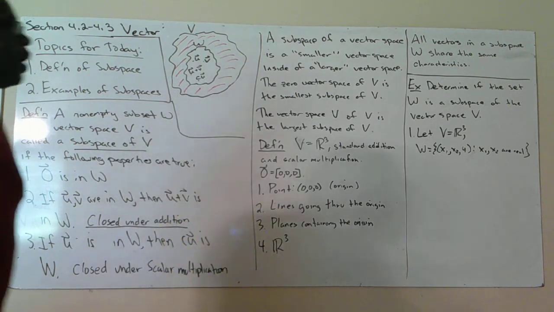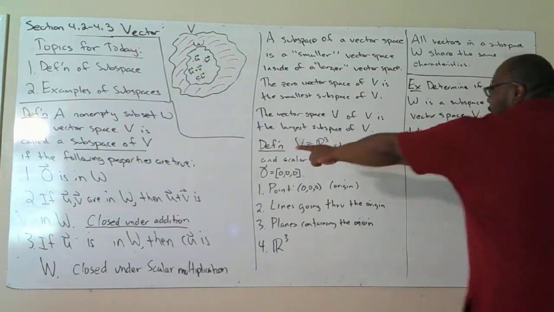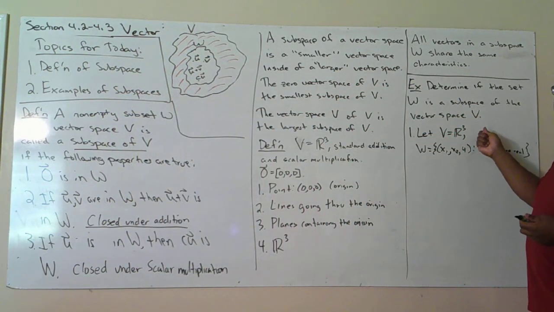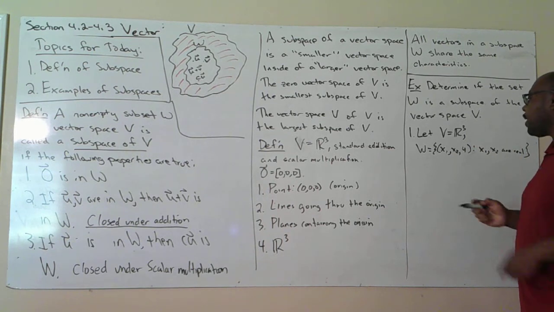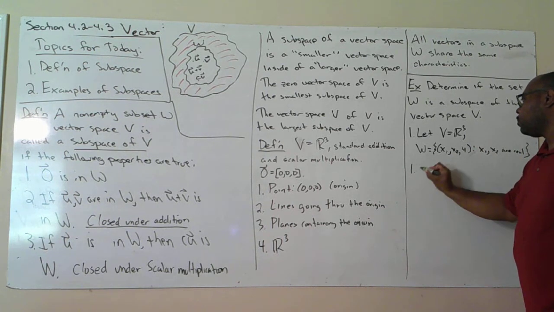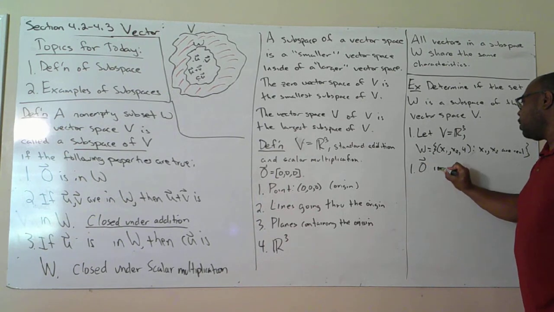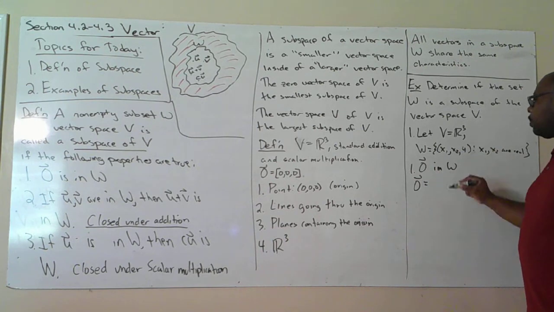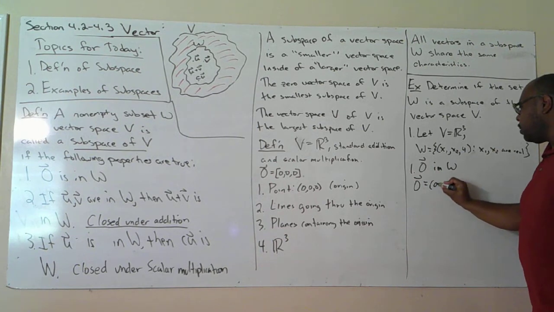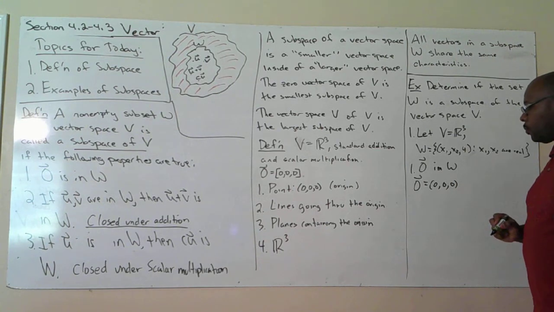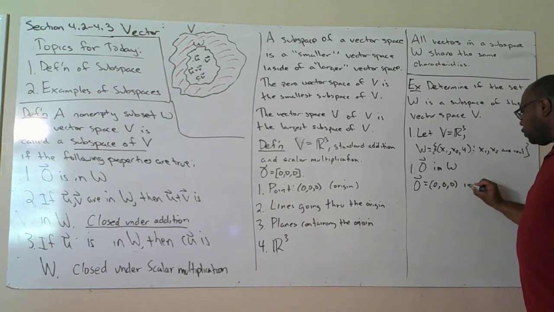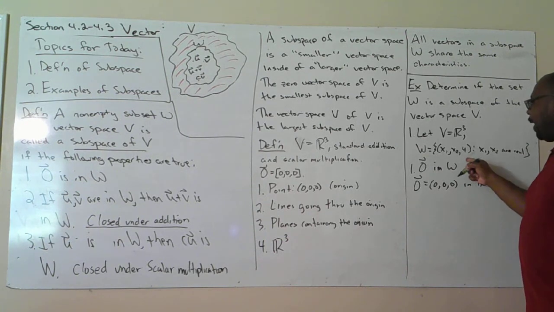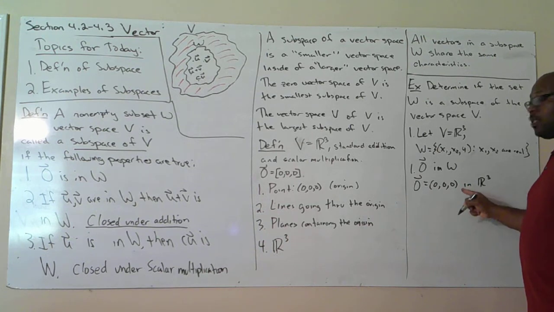Let's look at the first property. Remember, this zero vector has to be the same zero vector that we have in R cubed. Well, what is the zero vector in R cubed? The zero vector for R cubed is 0, 0, 0. Is there any way for W to have the zero vector? And the answer is no.